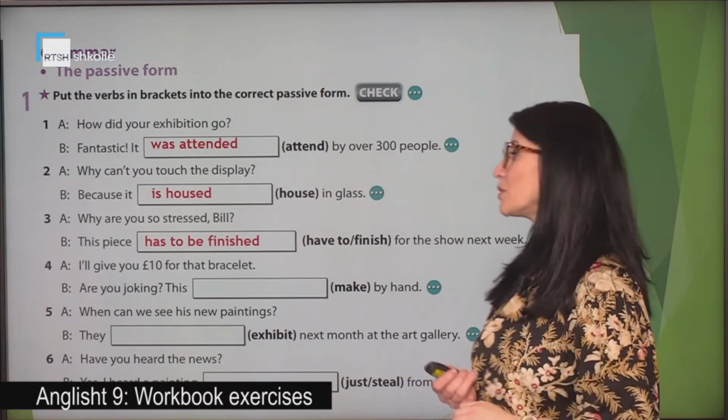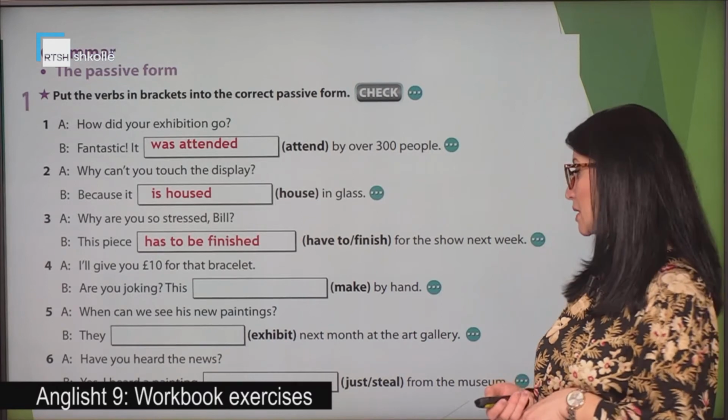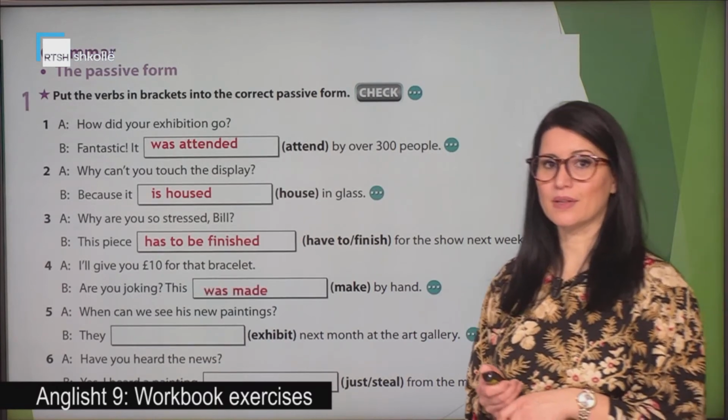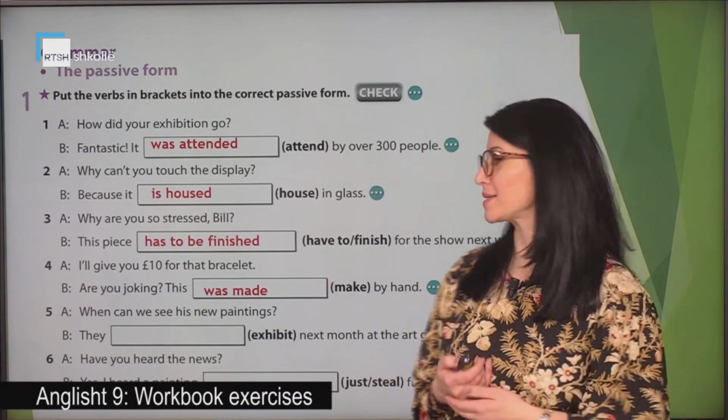I'll give you £10 for that bracelet. Are you joking? This make by hand. So this was made by hand because it was made in the past.